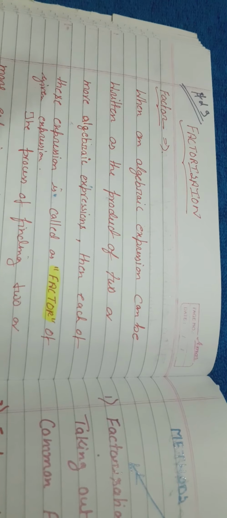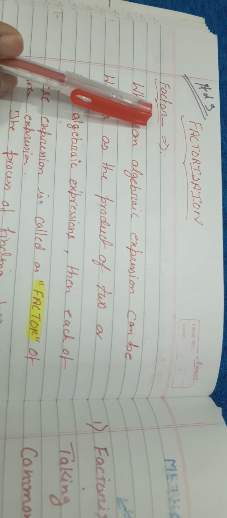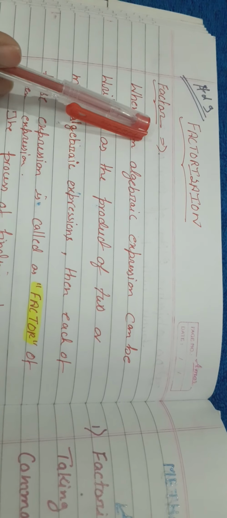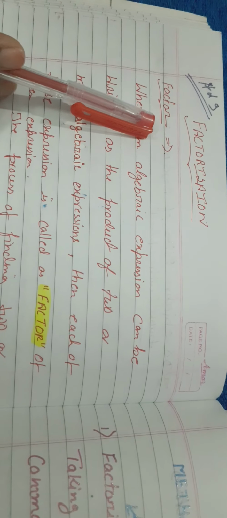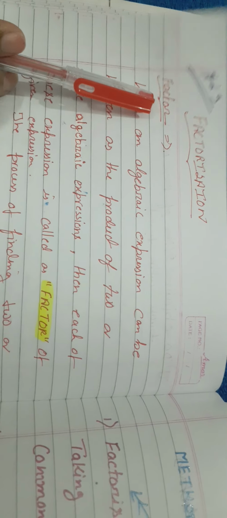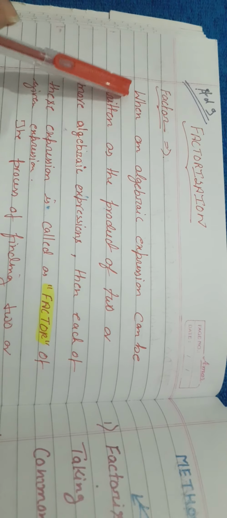So let's start. In junior classes we have learned about factors and multiples, where we have seen that factors of 6 are 1, 2, 3, 6. Multiples of 6 are 6, 12, 18, 24, 30, 36, etc. So now we are going to learn its advanced form.